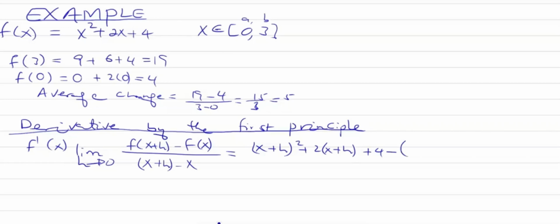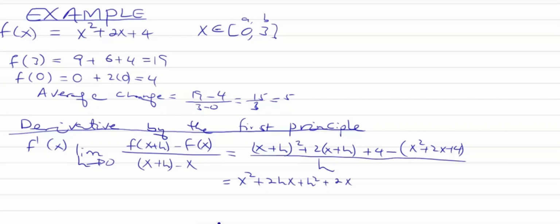So I'm going to say minus, and put a bracket, x squared plus 2x plus 4, over, so that x minus x will cancel. So on my denominator I'll have h only. So that gives us, and you simplify. So that's gone. That's gone. That's gone.